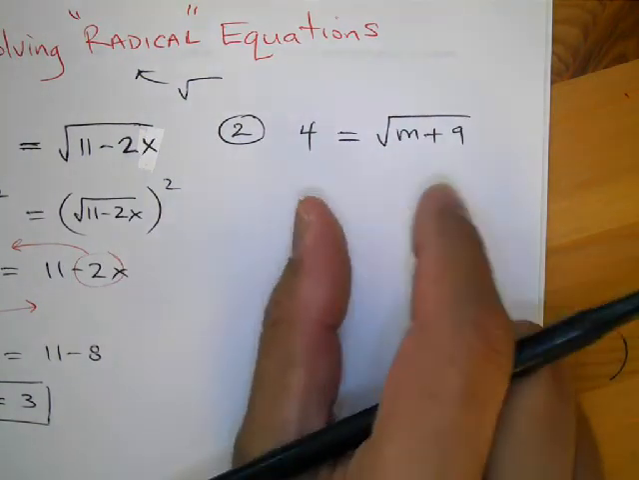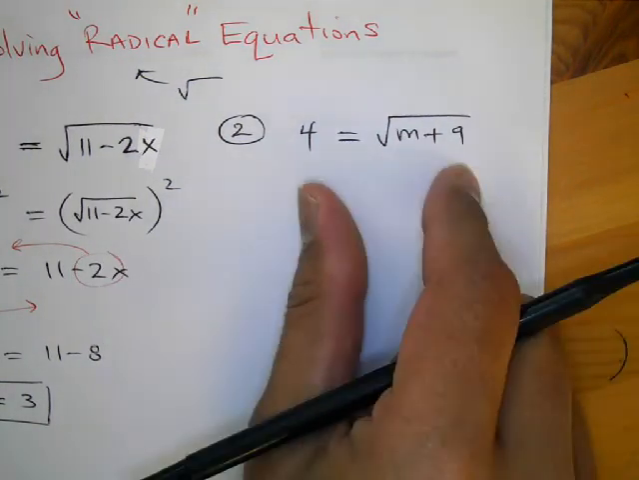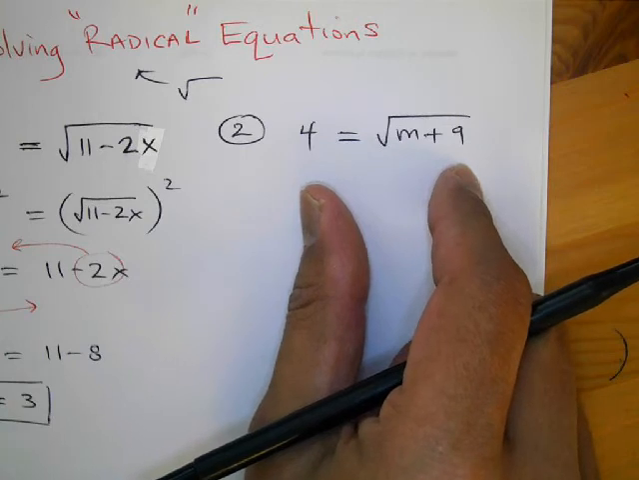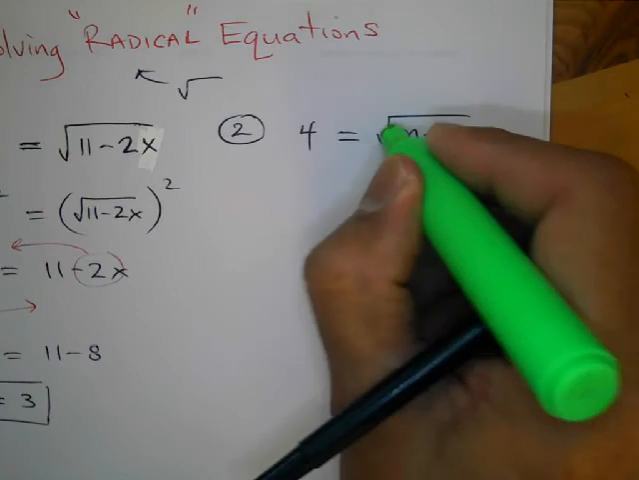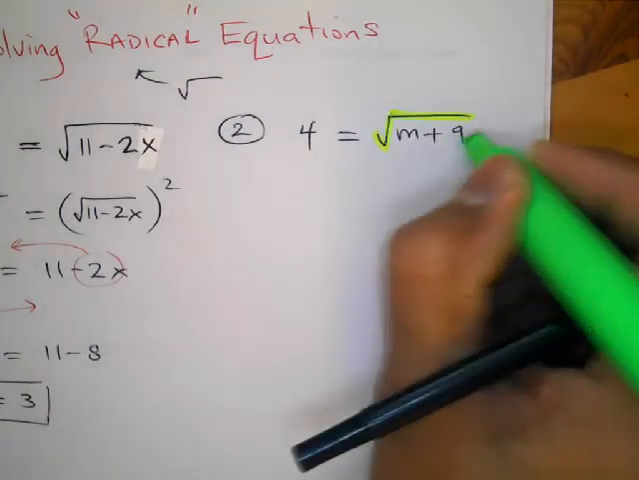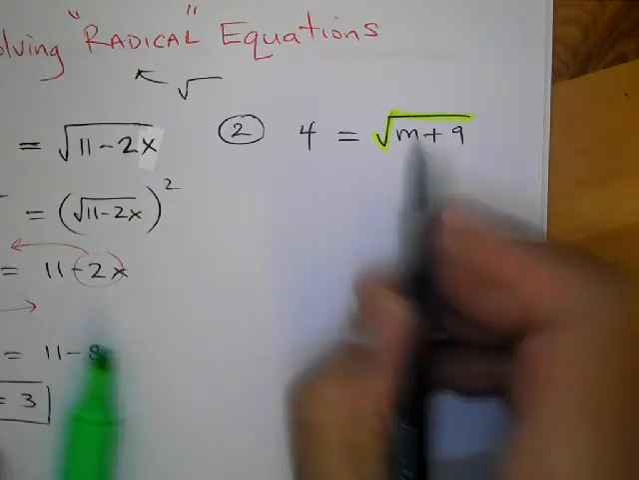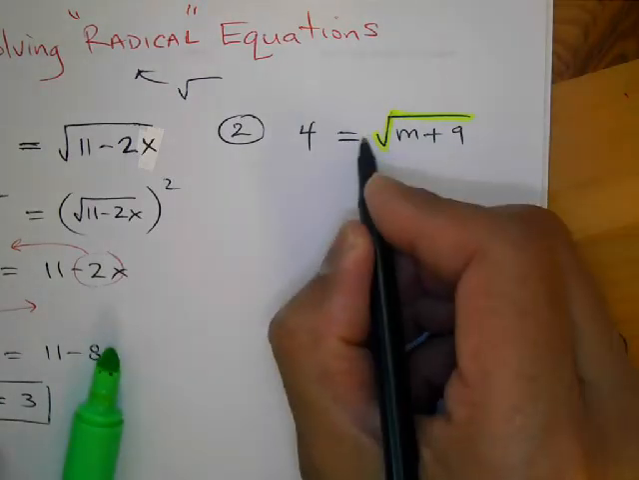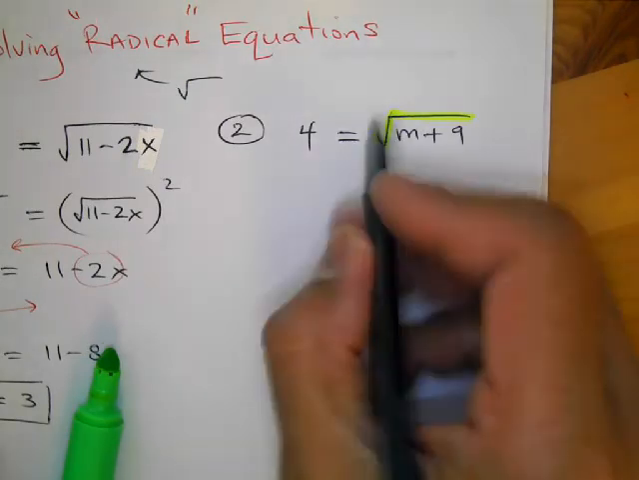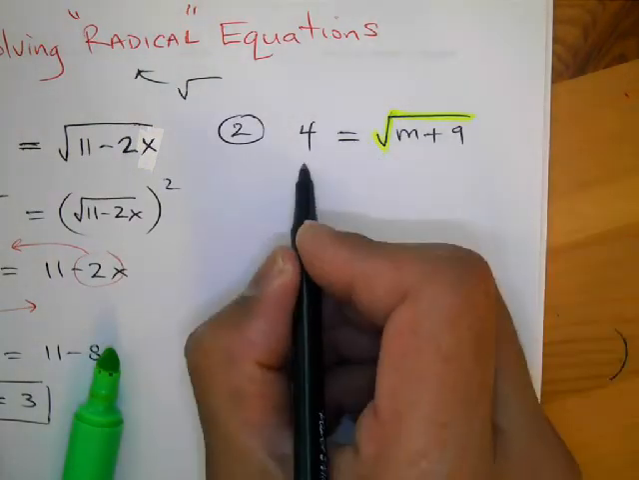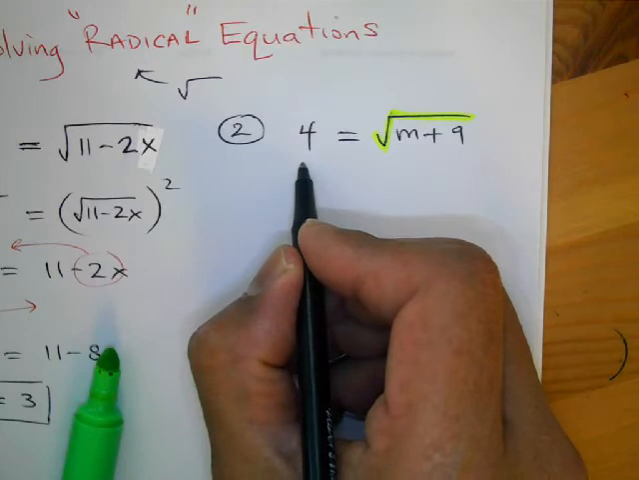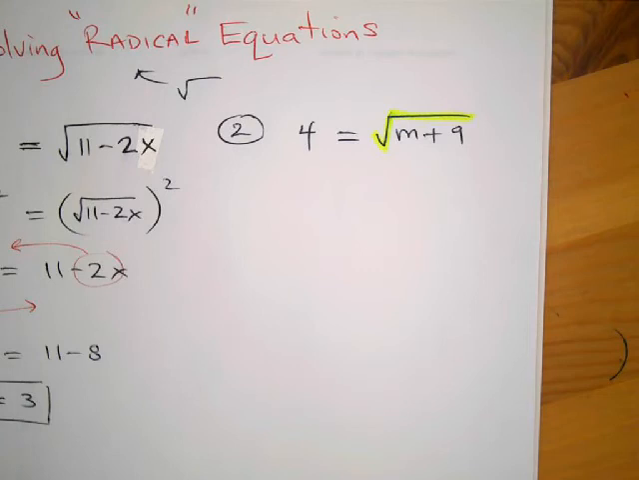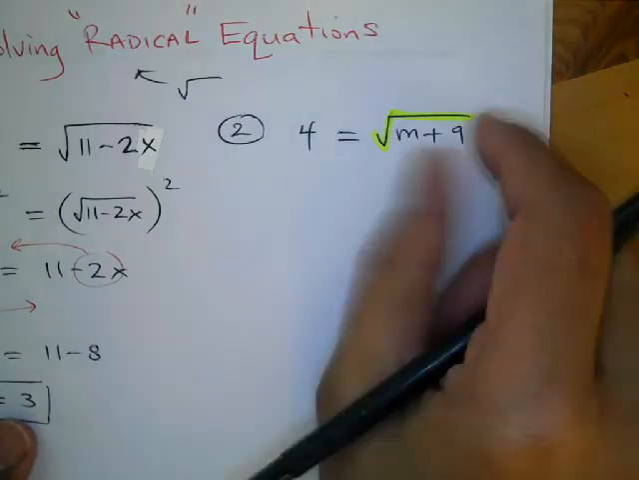Now, listen to this part. This is how you want your problem to be, essentially, because it's not going to be given to you like this. You want the part that has the radical alone on one side. I can't have the square root of m plus 9 and then a plus 6 over here, or a number in front multiplying. You have to get rid of that first and have the radical alone on one side and the number on the other side. That's what you want. It's not going to be given to you like that. This one is kind of easy, so it's already ready for you to go.